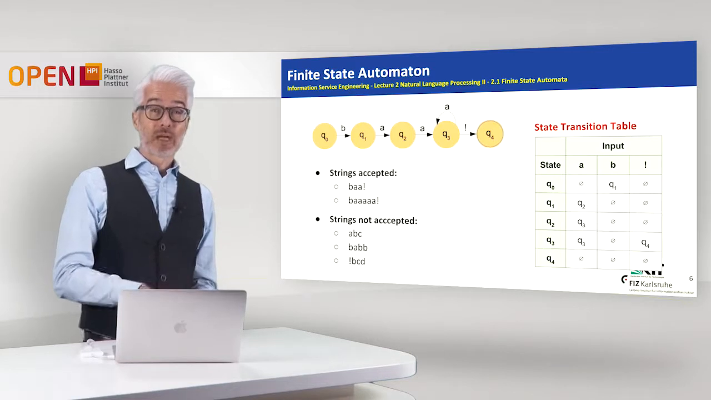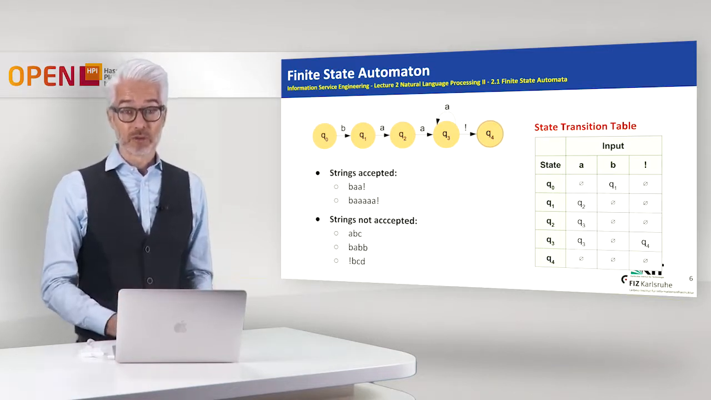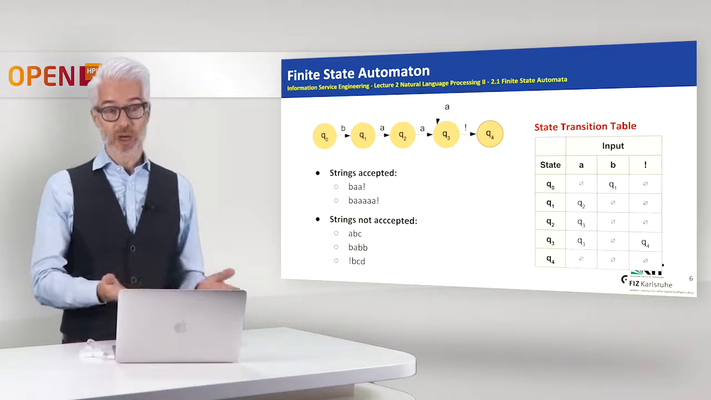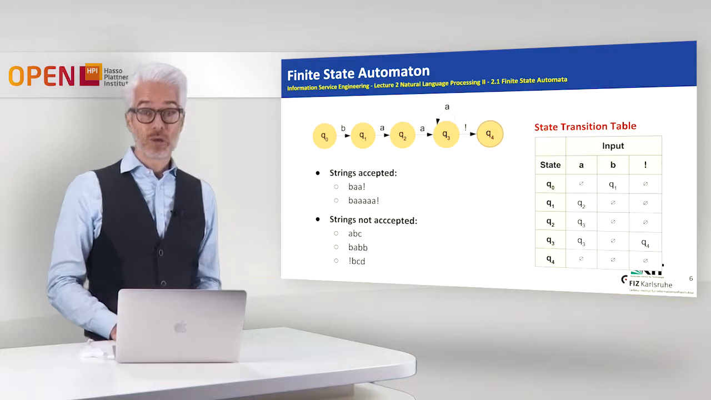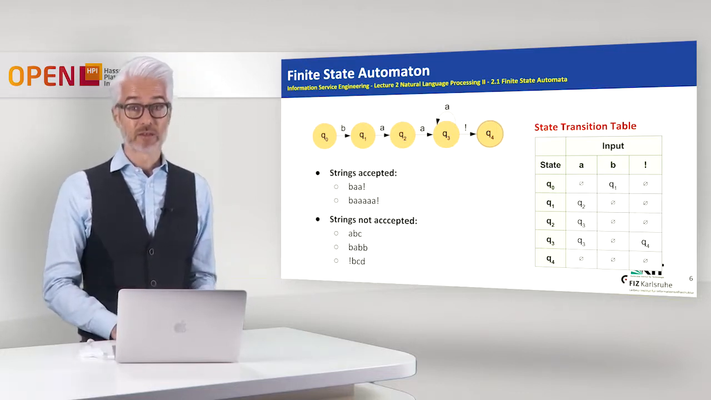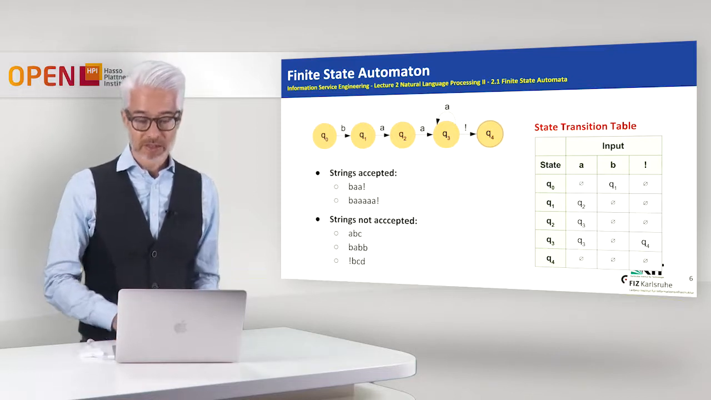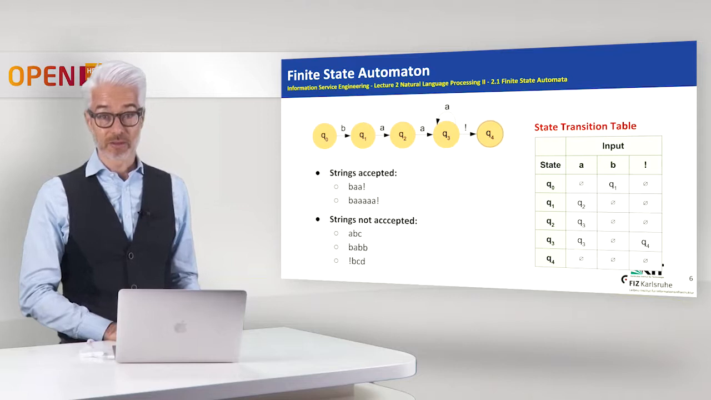So how do I note down or represent an automaton like that for a computer? Of course, I can't simply put the graph into the computer. Therefore, I encode the state transitions with the help of a so-called state transition table. You see here on the right the state transition table for this finite state automaton.